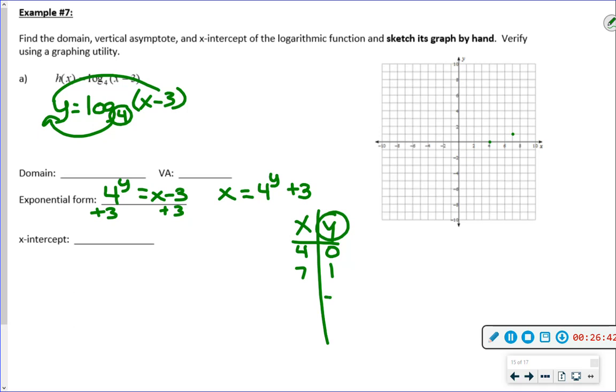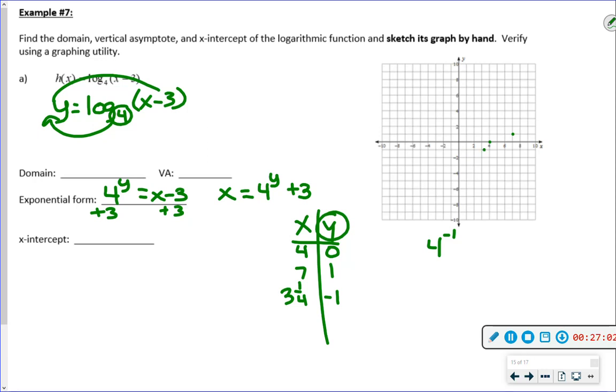I'm going to try -1. So, fractions, here we go. What lovely fraction is 4 to the negative first, really? 1/4. 1/4 plus 3. Oh, yeah. That's really going to be great for my graphing skills. 3 and 1/4. I don't know.